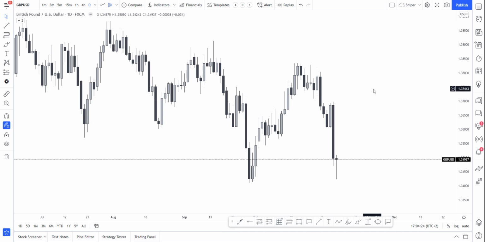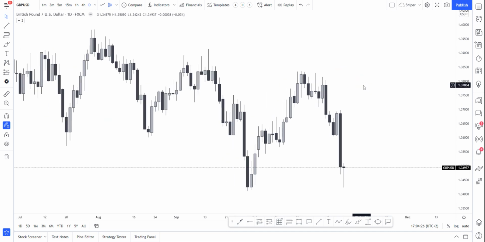We're going to have a look at our favorite pairs: Pound US dollar, Euro dollar, and if we have some time, Aussie dollar as well. So let's jump right into it.